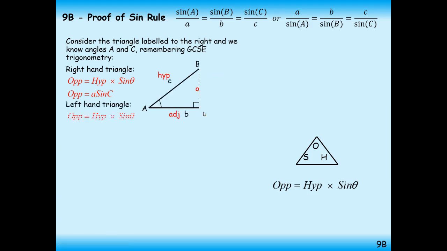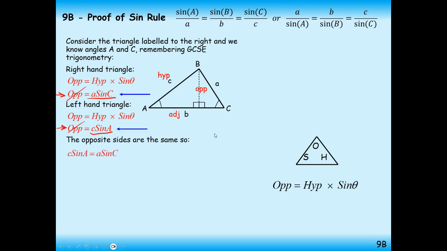Now if I cover up the other side of the triangle and use this other right angle triangle to figure out the opposite side, it will be little c multiplied by sine of capital A, right? So these are two definitions of the opposite sides. Notice we're working with this line here, and these two are the same opposite side. So we can just ignore the opposite and set a sine C equals c sine A. So let's just set them equal to each other.